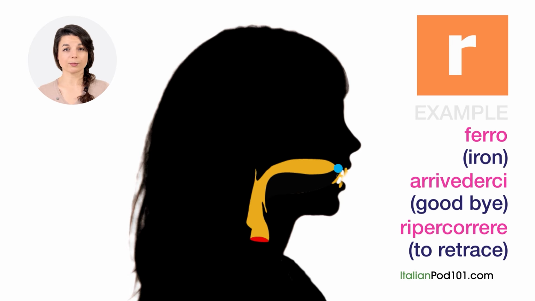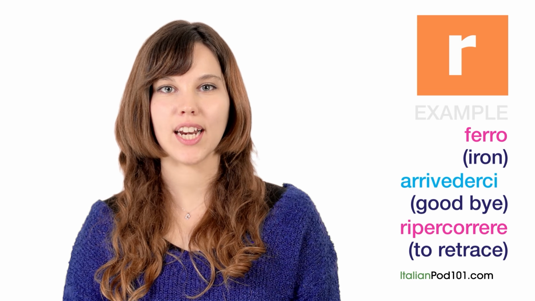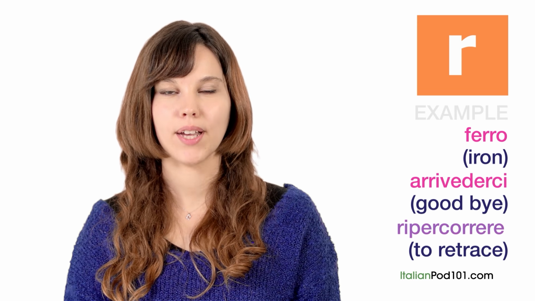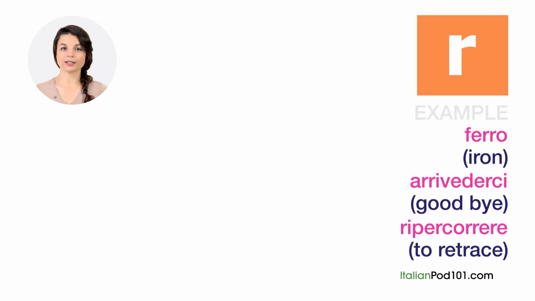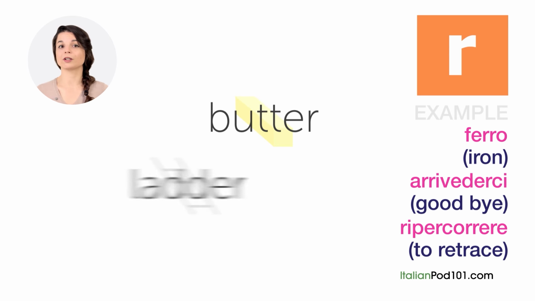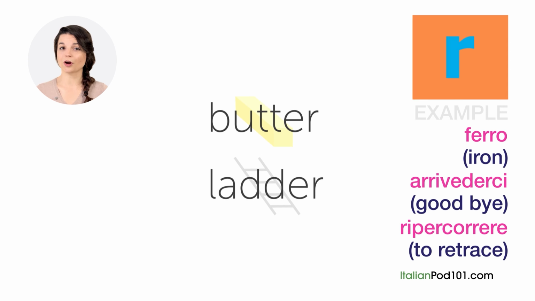Listen to a few more examples. Ferro. Arrivederci. Ripercorrere. One useful trick is to repeat the words butter or ladder really, really quickly. Eventually, you'll produce the rolled R sound.